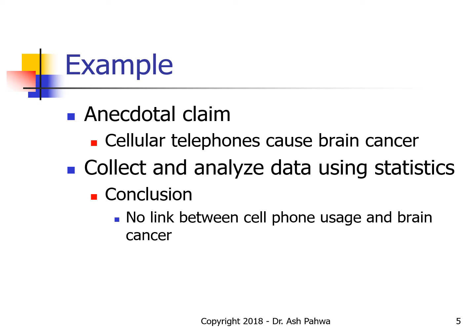Now let us take an example. Suppose we have this anecdotal claim that cellular telephones cause brain cancer. We need to analyze whether this particular claim is true or not. In order to do that, we need to collect data. We need to know how often and how long people are using their cell phones, whether they hold it near the ear, whether they are using a hands-free mode of some sort. Of course, we need to know whether they get brain cancer or not. So after analyzing this data, the final conclusion was there was no proven link found between cell phone usage and brain cancer.